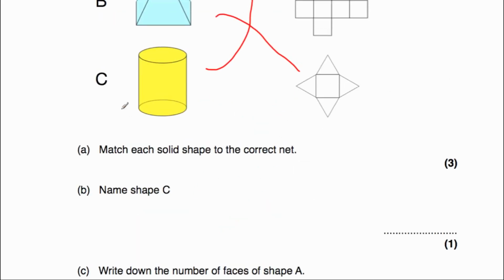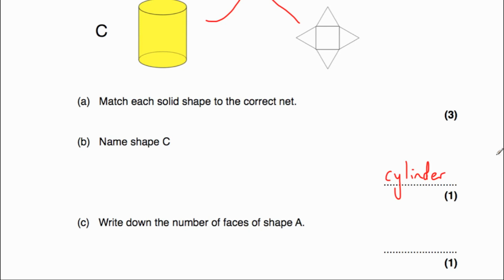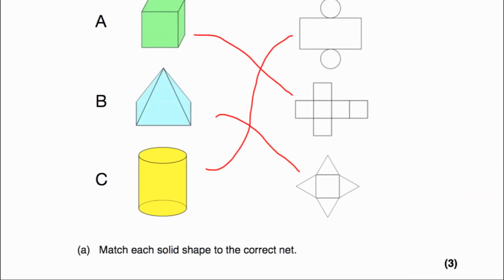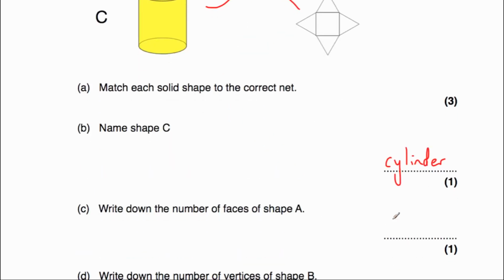Okay, let's have a look at question 1b. It says name shape C. Shape C is a cylinder. And part C says write down the number of faces on shape A. Shape A is a cube, and if you think of a dice, it's got 6 faces.